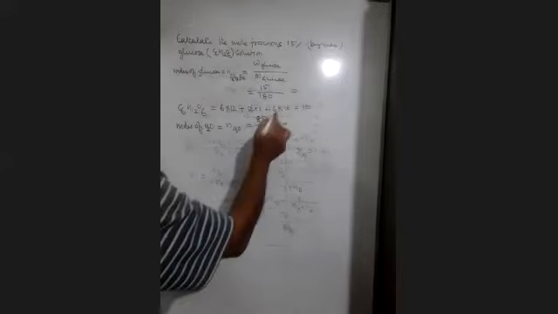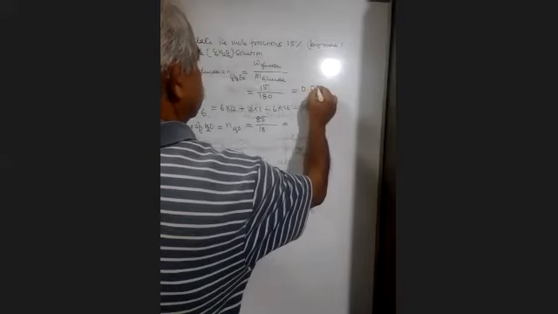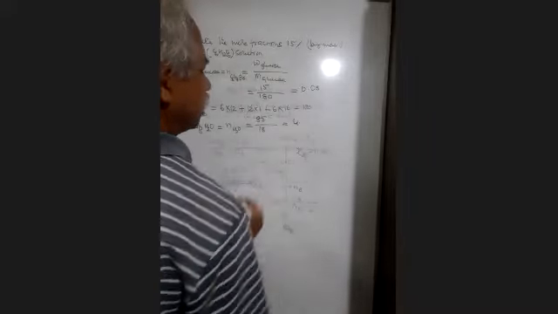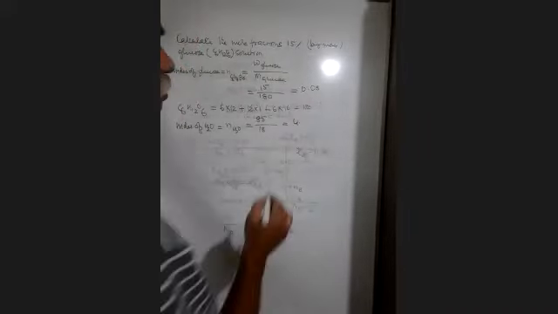Sir, done. Okay. How much does it come? 0.08. And how much is it? 4.72. 4.72, 4.723. Okay, right? Yes, 4.7.